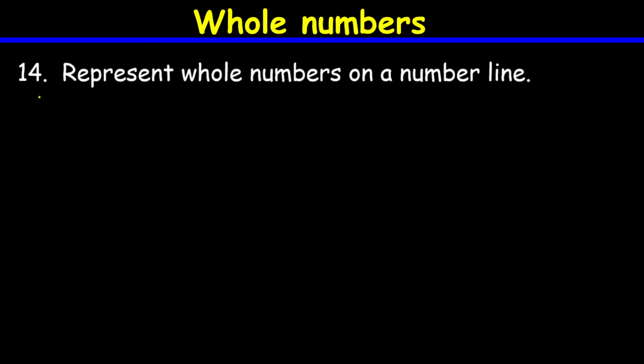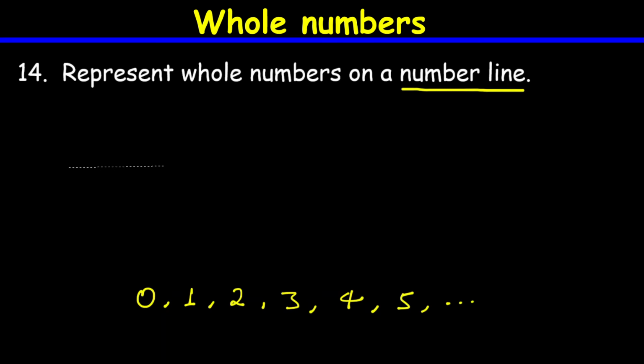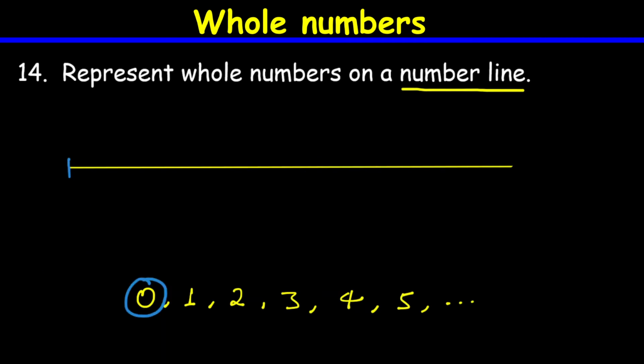Question number 14. Represent whole numbers on a number line. Now we know that whole numbers are 0, 1, 2, 3, 4, 5, and so on. And we want to represent these numbers on a number line. To represent whole numbers on a number line, first draw a straight line. Then mark a point at the start or at the left end of the line and label it with the first whole number, which is 0.